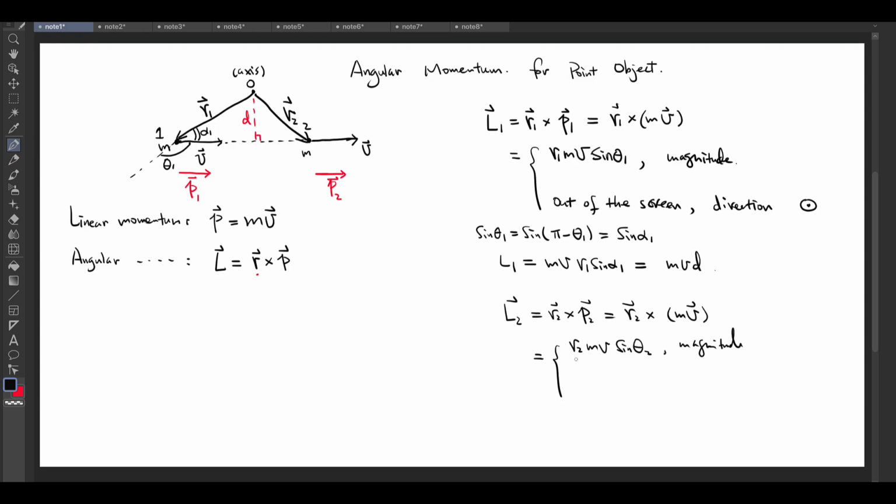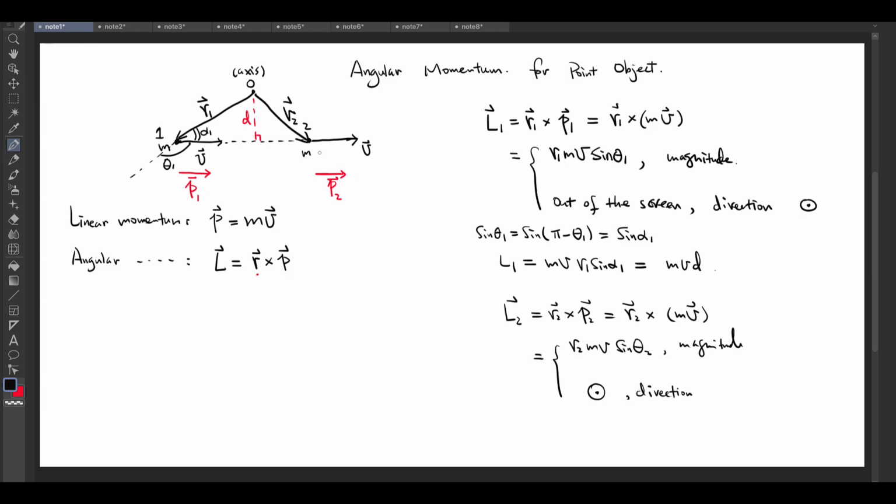And the direction using right hand rule is also out of the screen. So it's also a dot inside a circle. That's the direction. Now let's figure out the angle here.